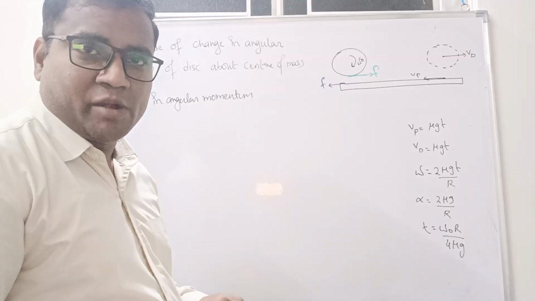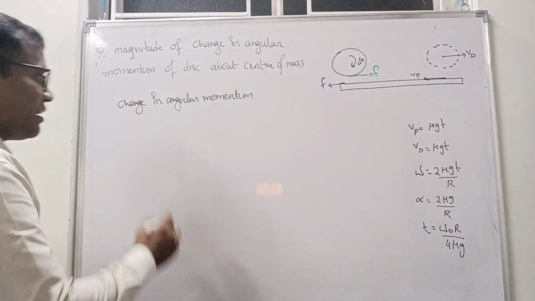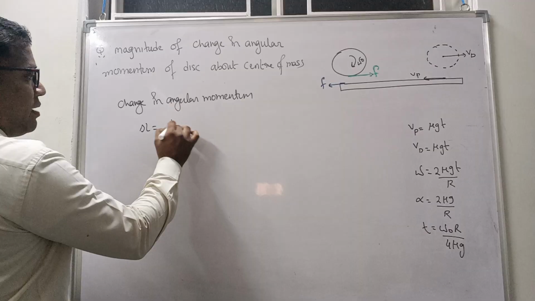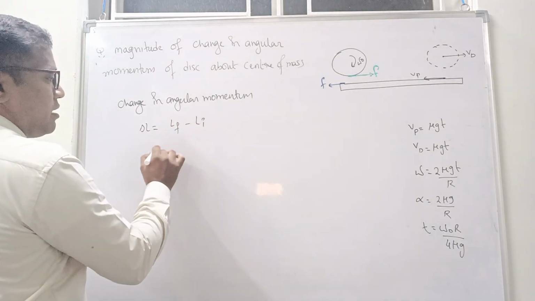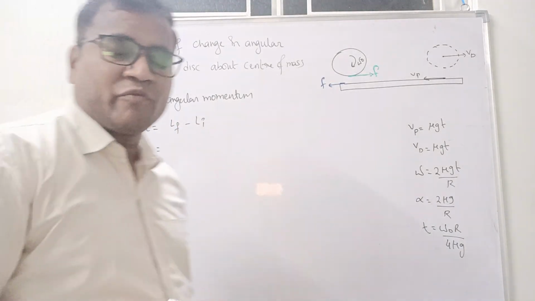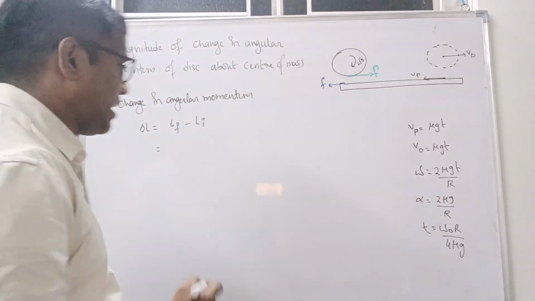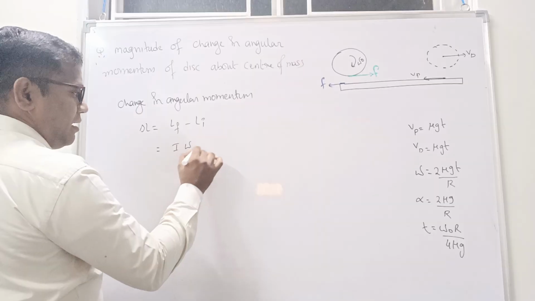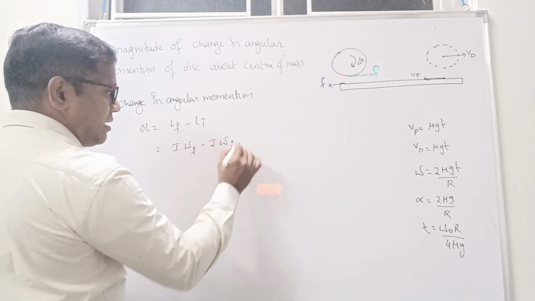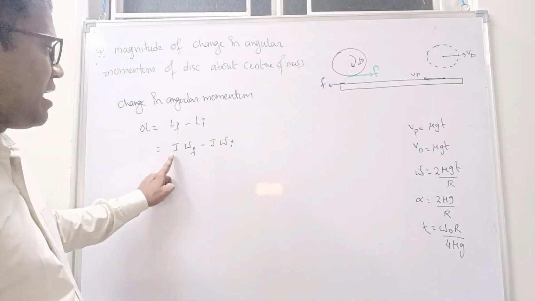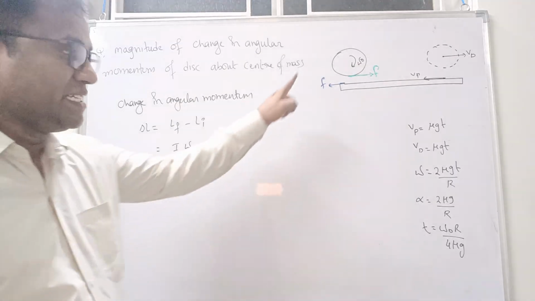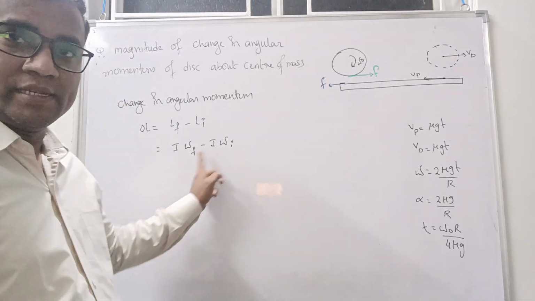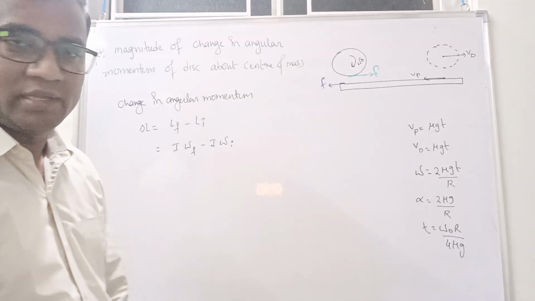Angular momentum is denoted by L. Change in angular momentum I will write as delta L. Delta L is equal to L final minus L initial. L is equal to I omega, so I omega final minus I omega initial. Anyway, the moment of inertia remains the same for the disk, right? But omega is changed. So we will substitute and find out the values.